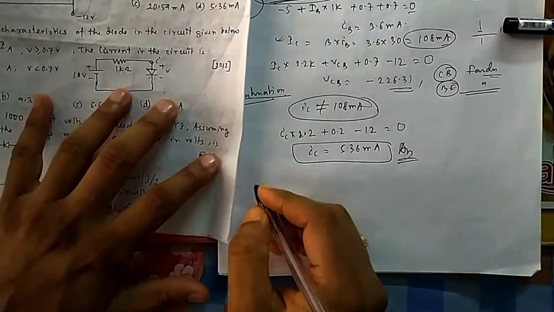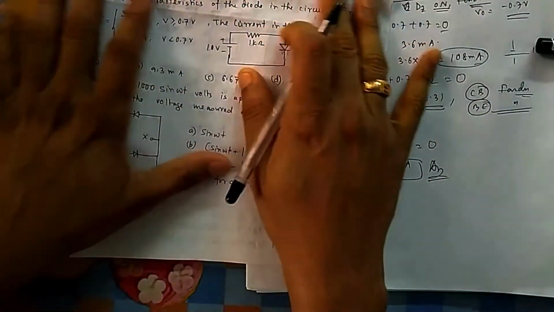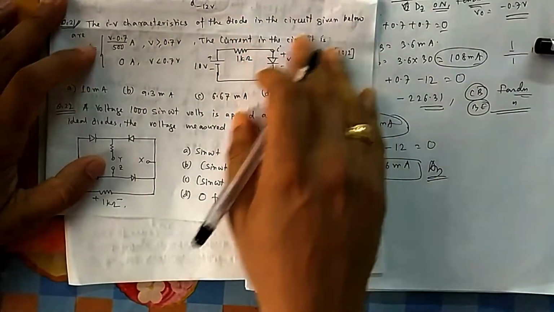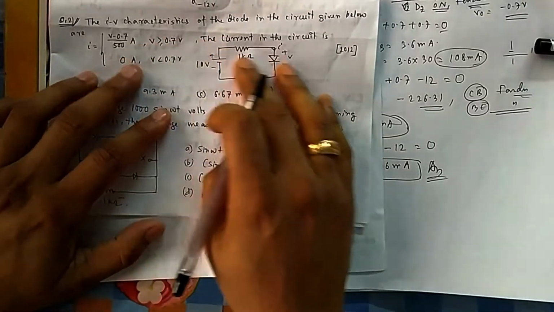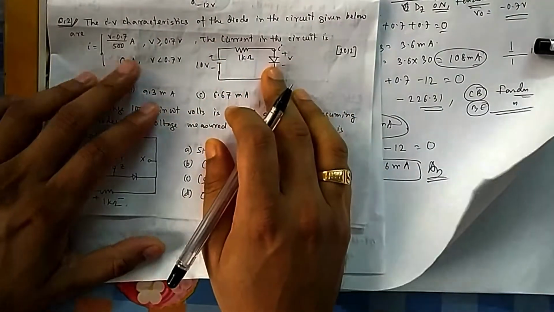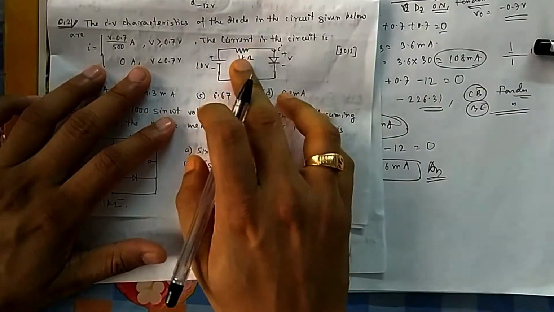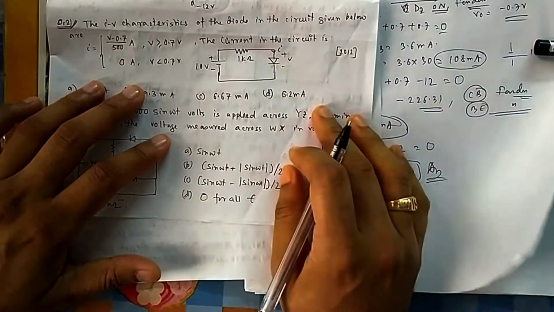Okay, so if we come to question number 21, what is asked in question number 21? The IV characteristics of the diode in a circuit is given below, where I is equal to this much and V is given. An equation of this format is given. If V is greater than this, then this. Obviously you can see V will be greater than 0.7 because this current will flow and some drop will be there, and then you can think this is forward biased.